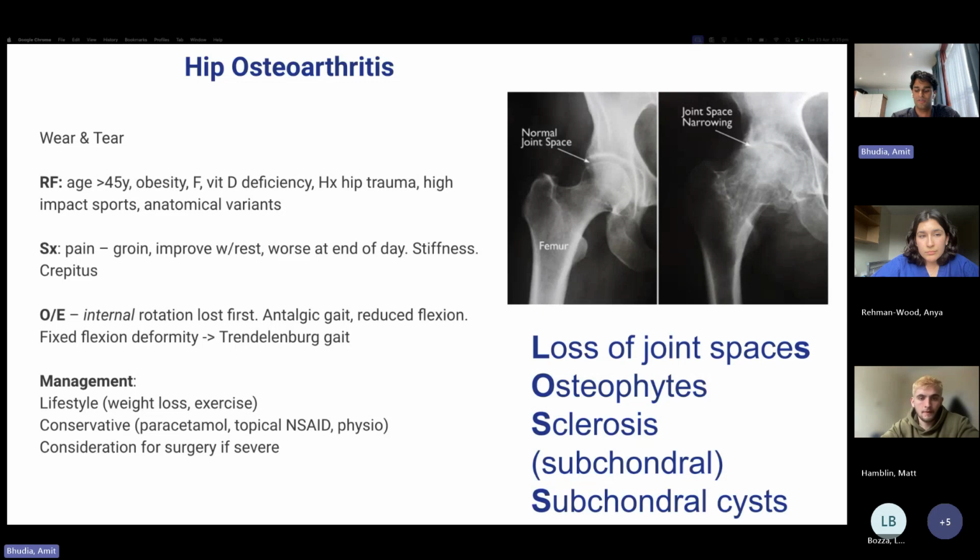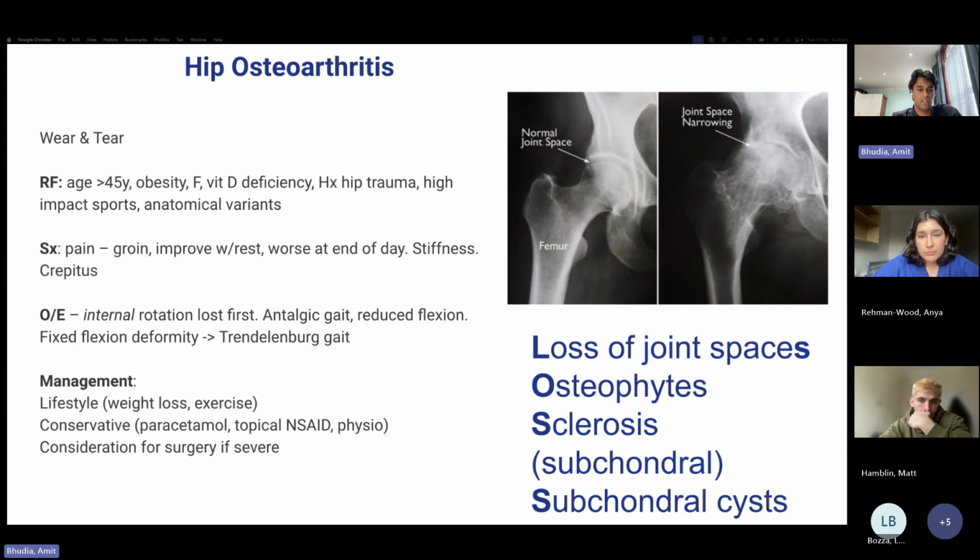Okay, we're going back to hip osteoarthritis. So risk factors for hip osteoarthritis are age, obesity, vitamin D deficiencies, any trauma to the hip, if they do any particular high impact sports, also if they've got any anatomical variants or any congenital conditions that can cause early osteoarthritis of the hip.